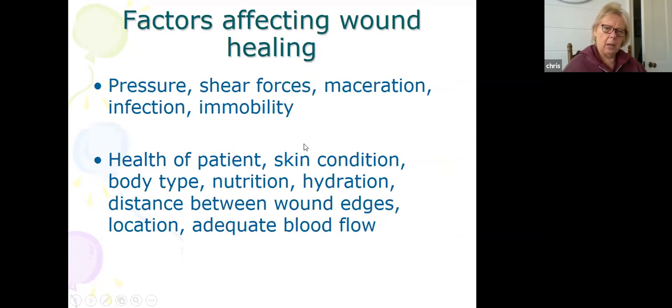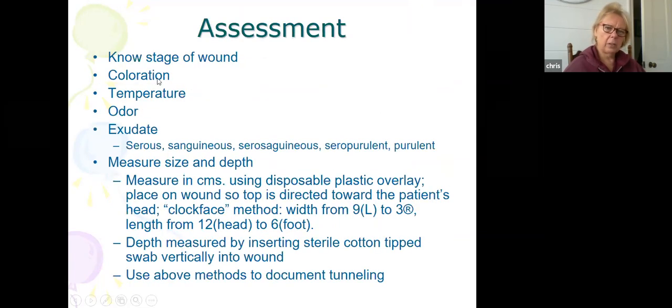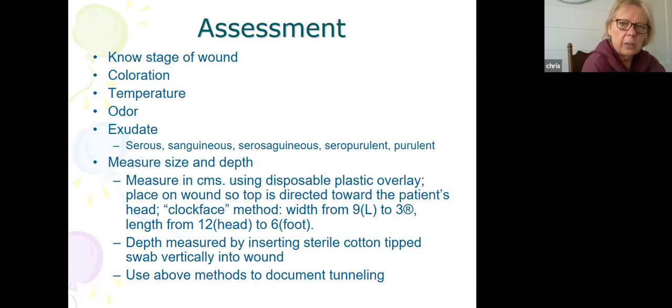All right, pressure, shear forces, maceration, infection, mobility. We said these affect wounds, the health of the patient, pre-morbid conditions, their skin condition, their body type, nutrition, are they hydrated, the distance between those wound edges, where it is, and if they have adequate blood flow. So we have to know the stage of the wound, okay? Remember I said, if the stage of the wound was initially a 3, you can't say it's now a 1. It's a stage 3 that's healing.